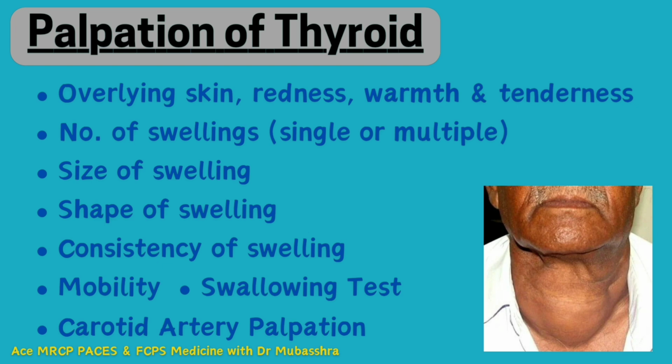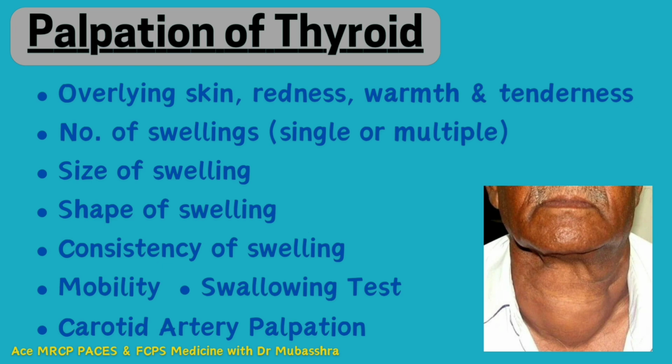size of swelling. For example, let's say the right side is larger as compared to the left side. Then comes the shape of swelling, whether it is smooth, irregular, diffuse or multinodular enlargement. And then comes consistency, soft, firm or hard. Mobility, whether it is mobile or fixed to the underlying skin. Swallowing test, again the same.